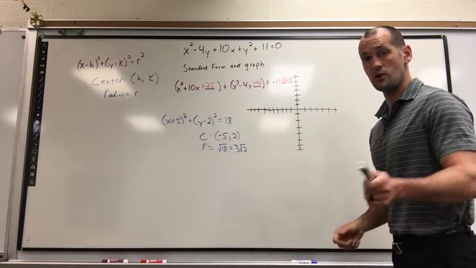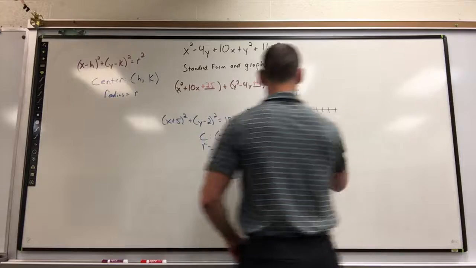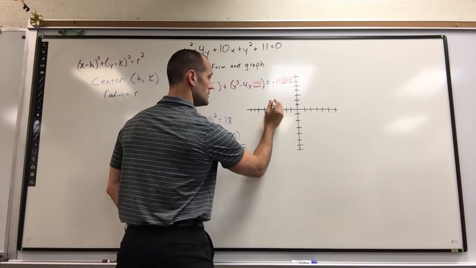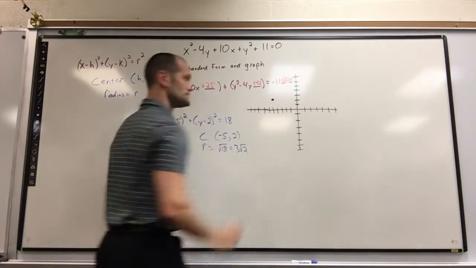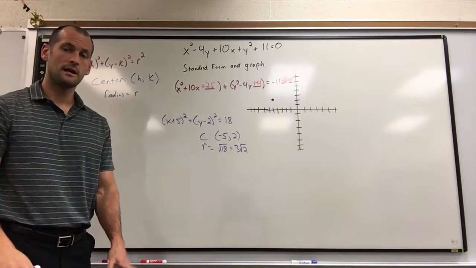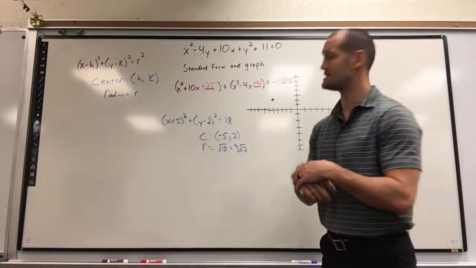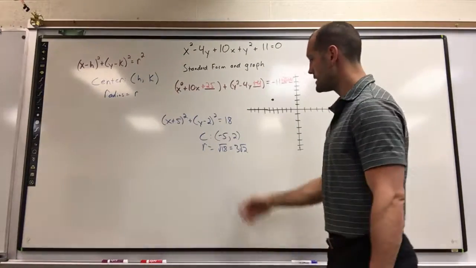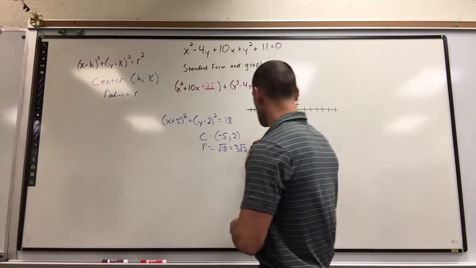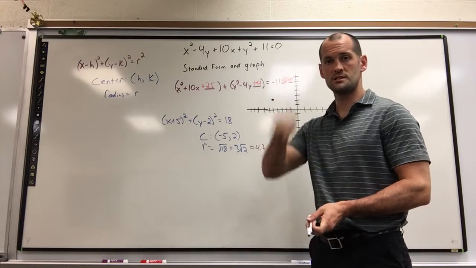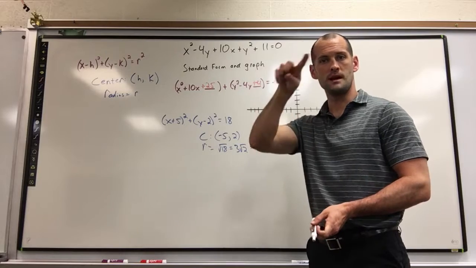Here we go. I go to my center. Negative 5, 1, 2, 3, 4, 5, 2, 1, 2. There's my center. Now, you've heard me say it in class. Here it comes. When we're doing circles, we're not being exact. What I want you to do, take your radius, which we stated was approximately 4.2. North, south, east, west. Do your best.